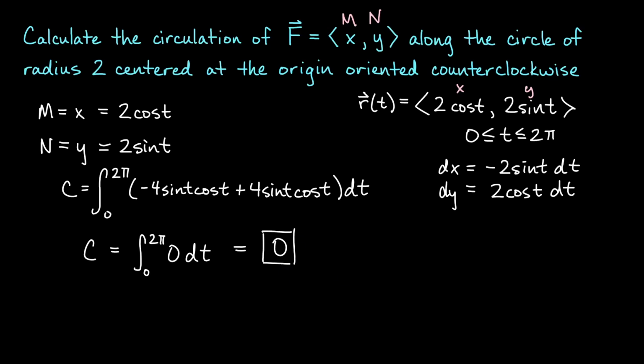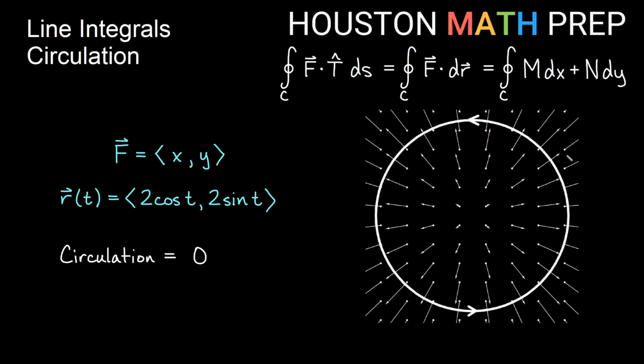Let's take a look at our vector field and see why that happens now. So we've just changed the vector field. We're still traveling counterclockwise around this circle of radius 2 one time, but this is now a radial vector field. All of the vectors are pointing out straight from the origin. In other words, if you look at any point on the circle, all of the vectors are pointing normal, or straight out of the curve here.